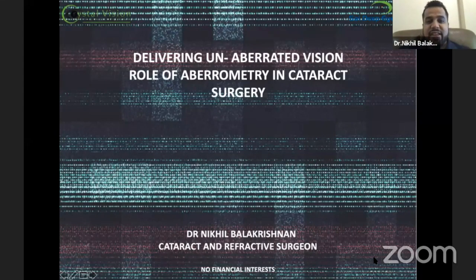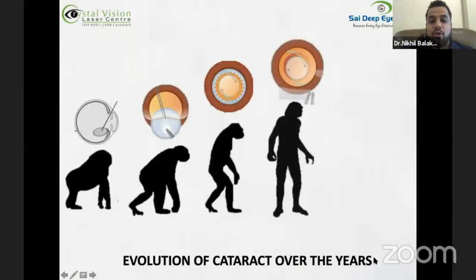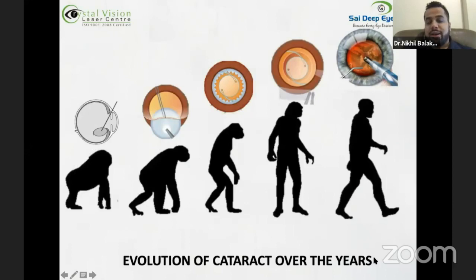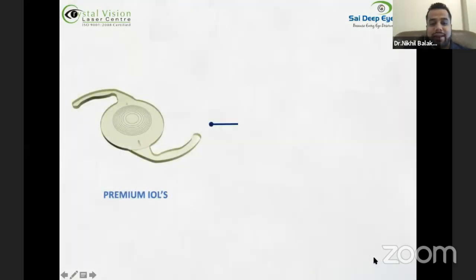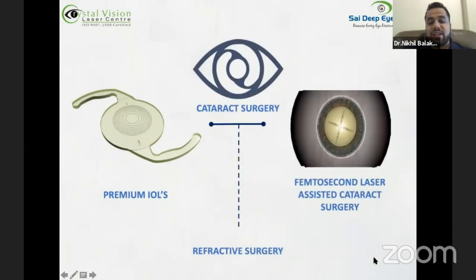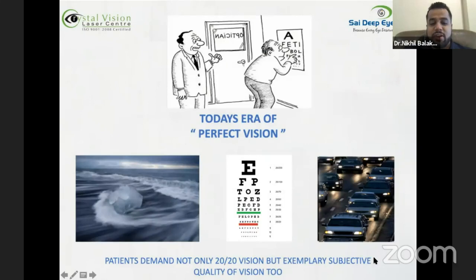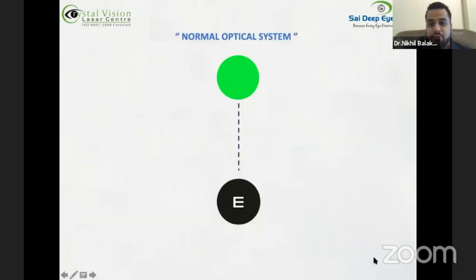My topic is delivering unaberrated vision, the role of aberrometry in cataract surgery. As we know, cataract surgery has evolved over the years from couching to ICCE to ECCE to SICS to phaco. Right now, with the advent of premium IOLs and femtosecond laser assisted cataract surgery, it has become more of a refractive surgery. In today's era of perfect vision, patients demand not only 20/20 vision, but exemplary subjective quality of vision too.